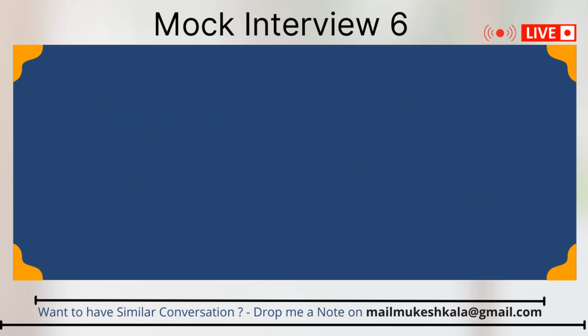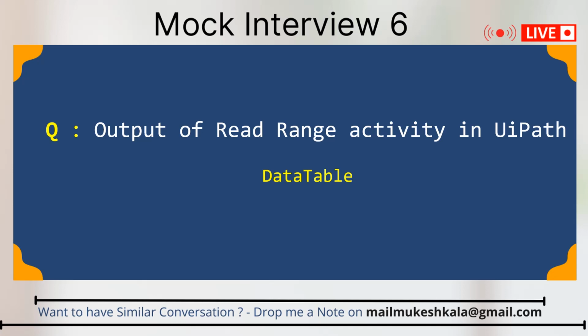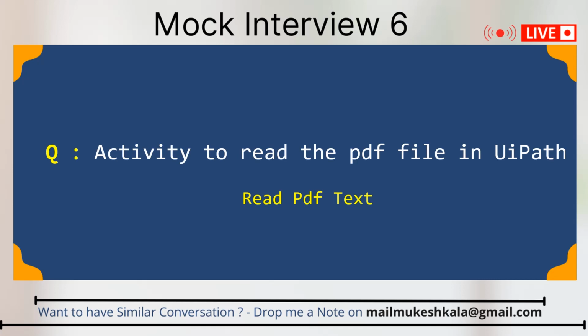Okay. Let's say when you read the Excel, we have an activity called read range. When I read the Excel, what is the output I get in UiPath? A data table. Perfect. I can see that you have worked on many small POCs, and on some POCs for PDF also. In UiPath, what activity do I use to read the PDF? Read PDF text.